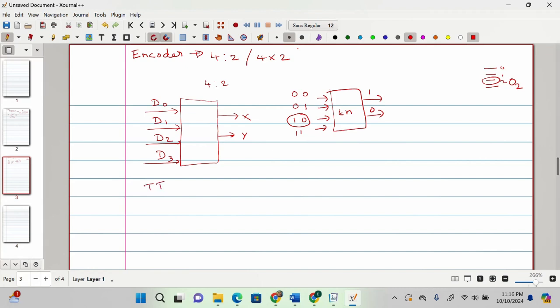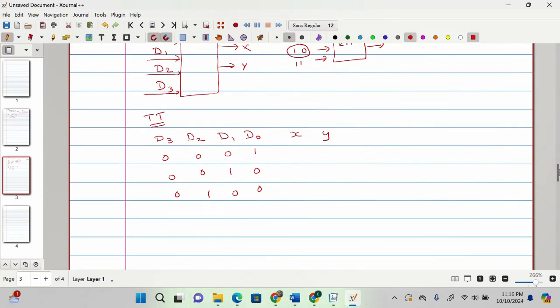Truth tables are very important. The truth table has columns D3, D2, D1, D0, and the outputs X and Y. Already I told you the first input is 1, the second is 1, then 0, 0, 1, 0, 0, 1, then 1, 0, 0, 0.